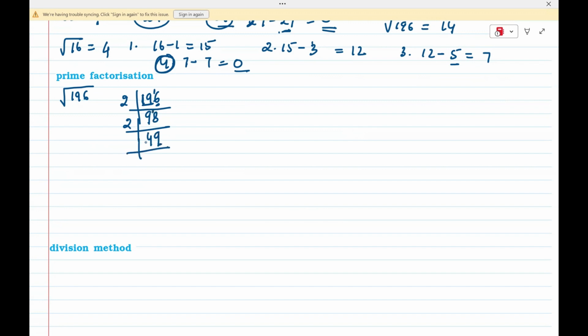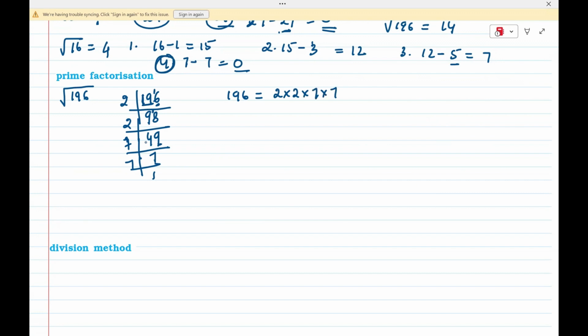Now the last digit is 9. It cannot be divided by 2, neither by 3 as the addition is 13. So I divide by 7. 7 7s are 49 and 7 1s are 7. What is the prime factorization of 196? It is 2 into 2 into 7 into 7.